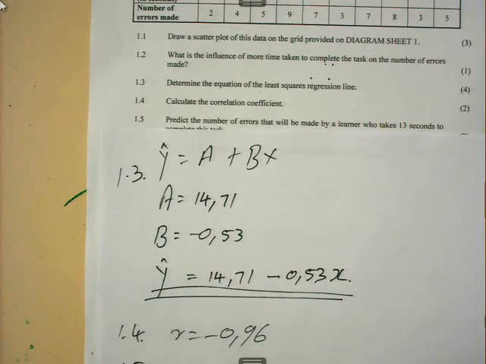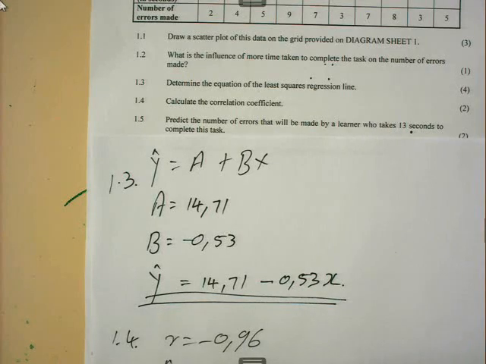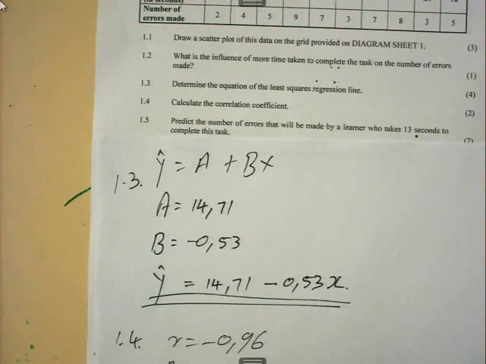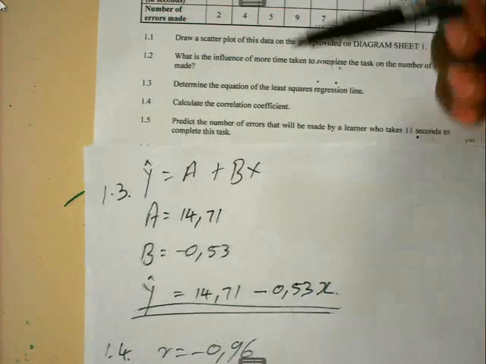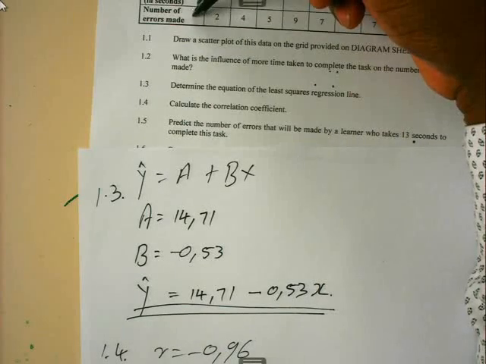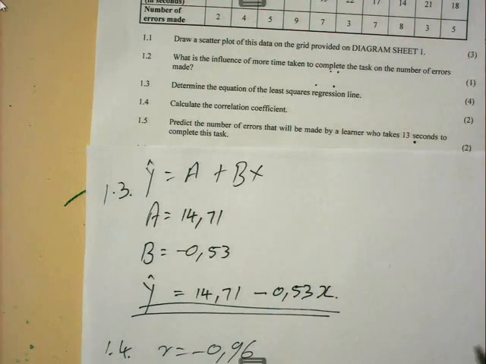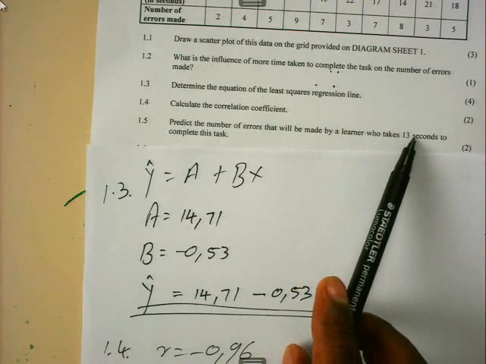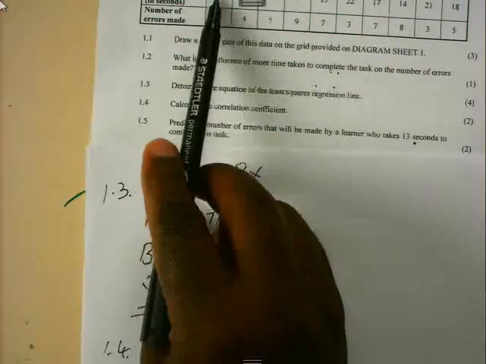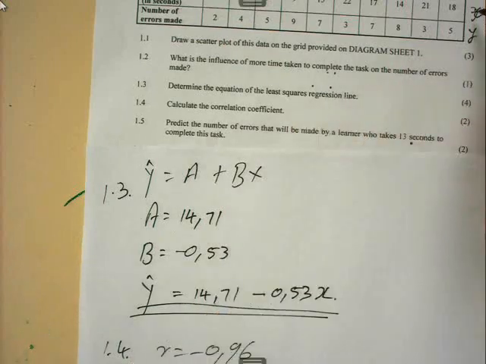1.5. The learner takes 13 seconds. Remember the equation, y is equal to 14.71 minus 0.53x. Remember x in this case is the time taken in seconds. Because if you read through, predict the number of errors that will be made by a learner who takes 13 seconds, the learner takes 13 x here. These are the x values. These are the y values. So it means x is equal to 13.